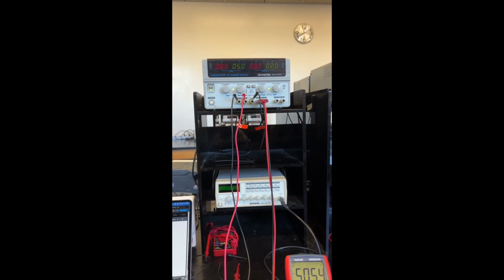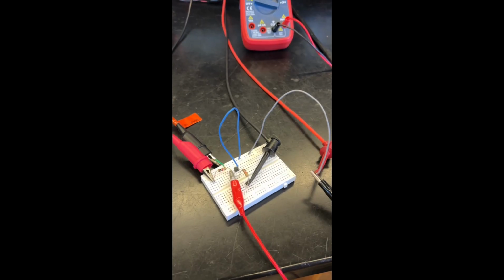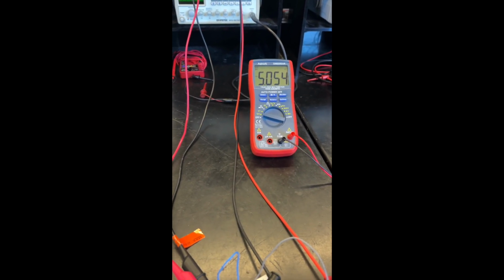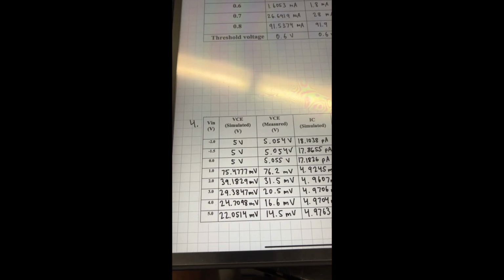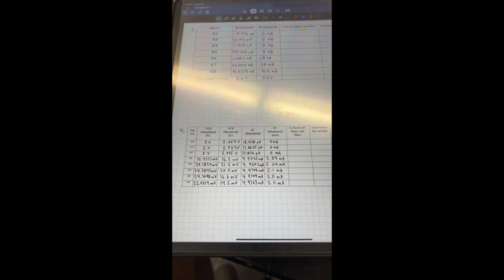All right, and now finally I am supplying a VN of negative 2 volts to my circuit, and I'm getting a VCE reading of 5.054 volts, and my simulated was 5. So with that, I've completed exercise 4.